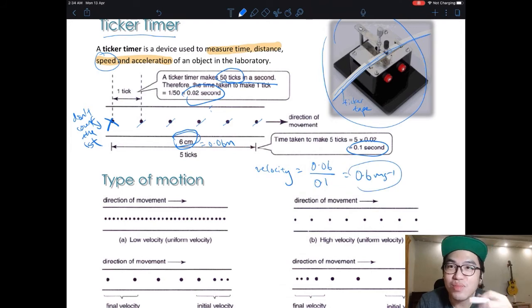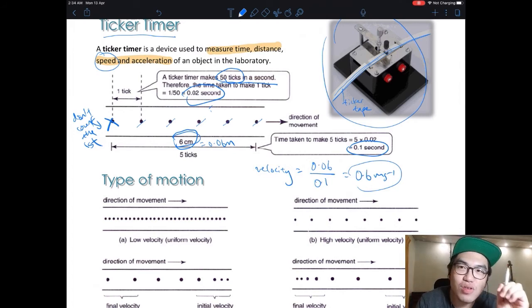So can you see from ticker tape, you don't need a high-speed camera. Of course it's good to have a high-speed camera because you can rewind it back, it's more accurate. But this thing, it's the old stuff. Okay, this is how we use it.